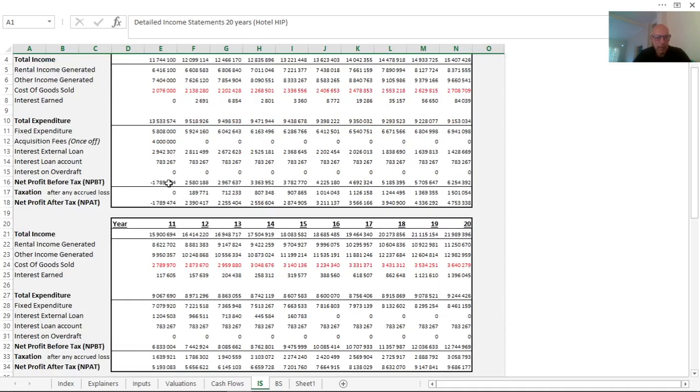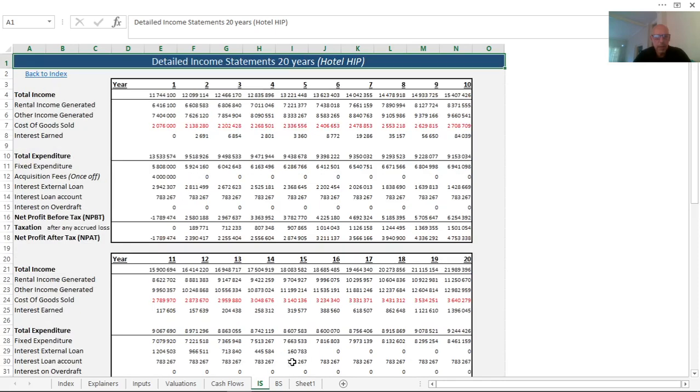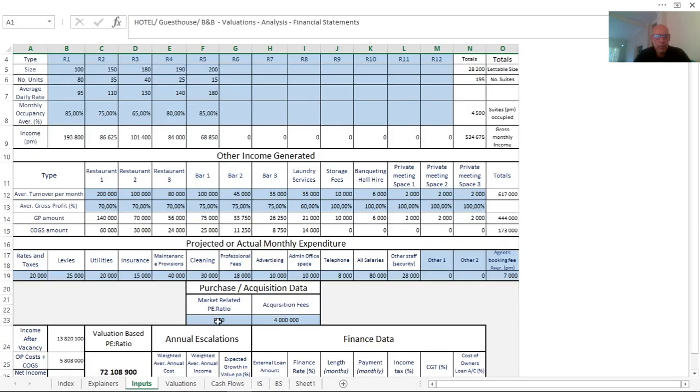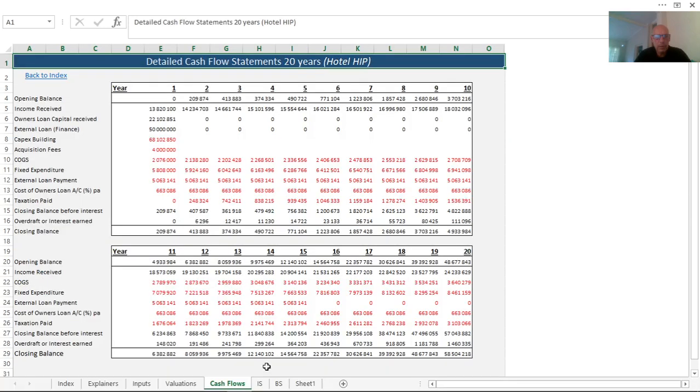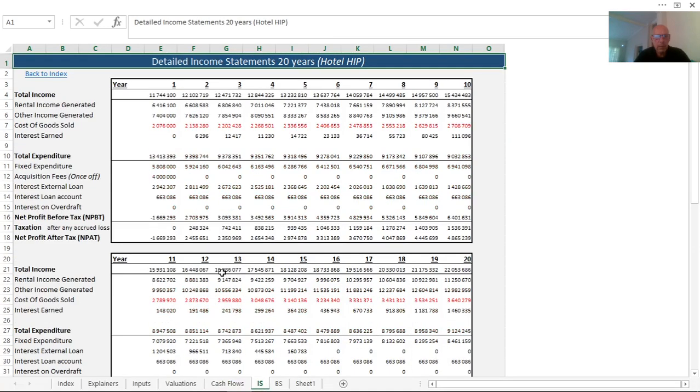Your net profit after tax, and in the first year you've got an accrued loss, so there's no taxation in this model. Anything, as I say, can be changed. If we go back to the inputs and we put a price earnings ratio of 8.5, for example, it would follow through to your valuation. It would follow through to your necessary cash flows, income statements, etc.